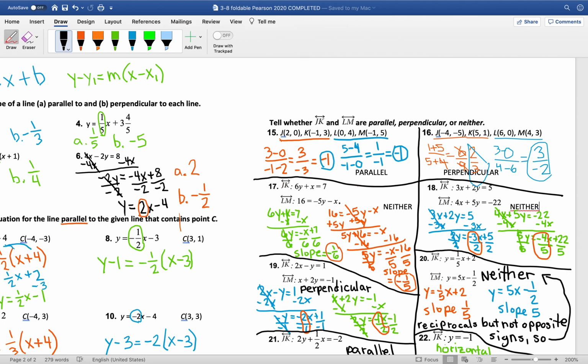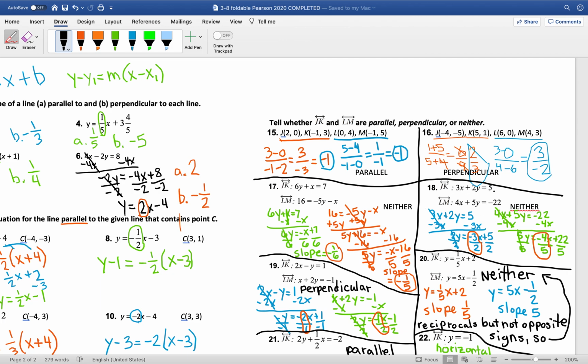And then I solved the second equation for y. I started by moving the y term to the left. So by adding 5y to both sides, I ended up with 5y plus 16 equals negative x. I then subtracted 16 from both sides, which gave me 5y equals negative x minus 16. And then I divided each term by 5 and ended up with a slope of negative 1/5. Negative 1/6 and negative 1/5 are not the same, and they are not opposite reciprocals, so these lines are neither parallel nor perpendicular.